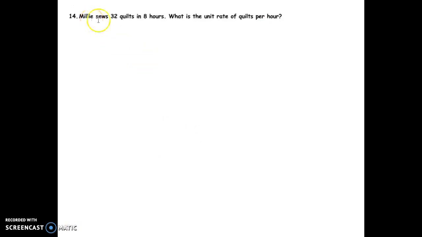All right, Millie sews 32 quilts in 8 hours. What is the unit rate of quilts per hour? Wow, 32. So it says quilts per hour, right? That's what it's asking us for. Right here, quilts per hour. When it says per hour, that means 1. So we already know what our bottom number is going to be. We're trying to get it down to 1.